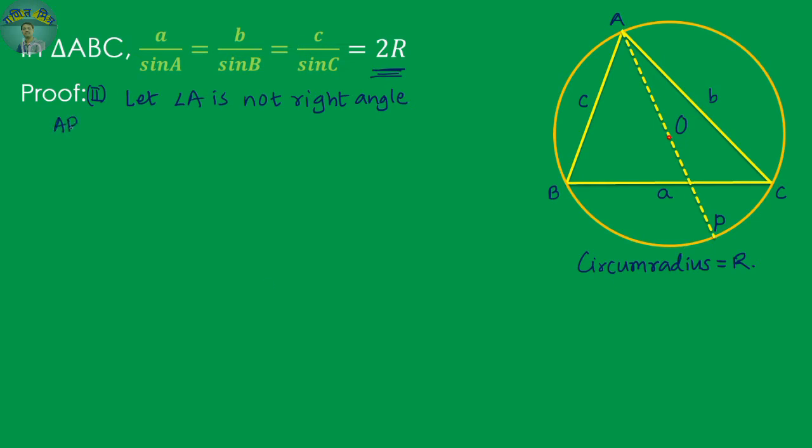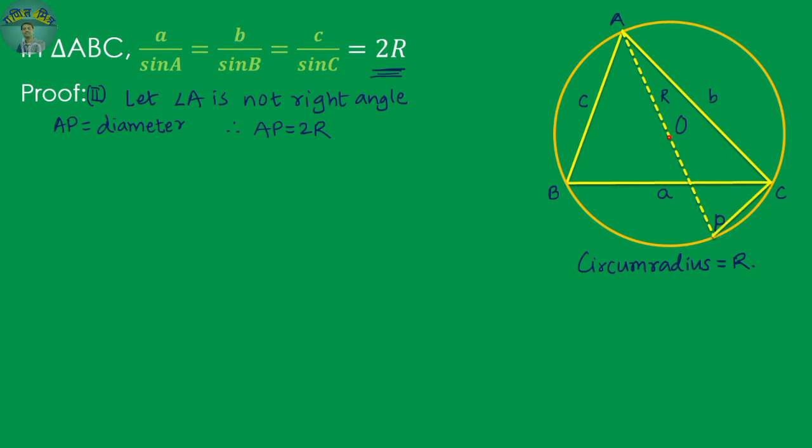So we can write AP is diameter, and therefore what is the length of AP? It is twice the radius, so it is 2R, because circumradius means the radius is OA, or you can say OP is R, and therefore diameter is 2R. Now this diameter splits this circle into two parts or two semicircles. We know that angle inscribed in a semicircle is a right angle. Okay, so I'm going to make use of this property.